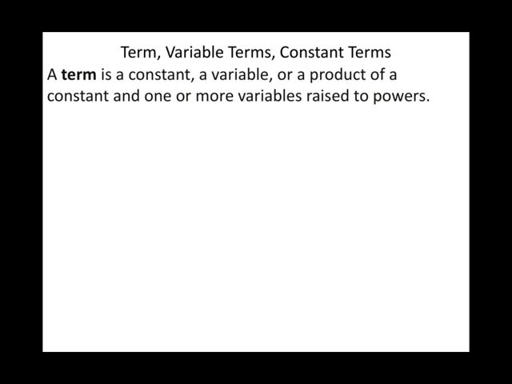Terms, variable terms, and constant terms. A term is a constant, a variable, or a product of a constant and one or more variables raised to powers. For example, a term can be a constant. So -4, this is called a term, or a variable. This is also called a term. 2x, this is a constant times a variable, so we also call this a term. 3xy squared, we also call this a term.